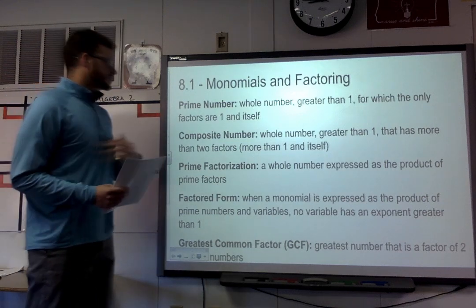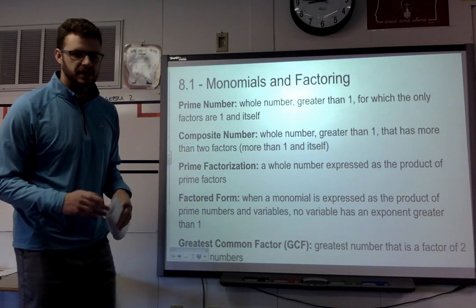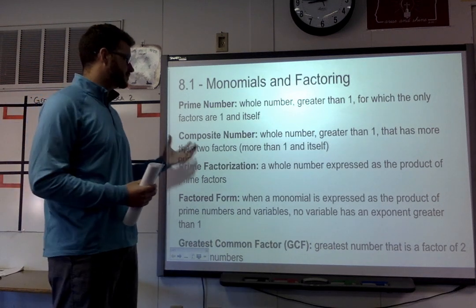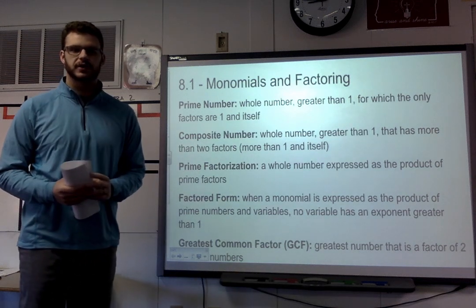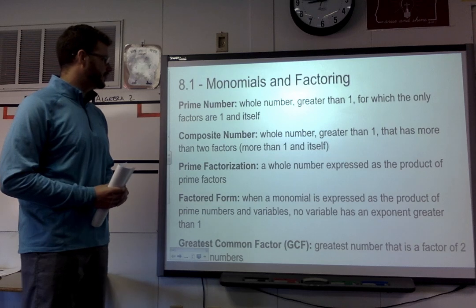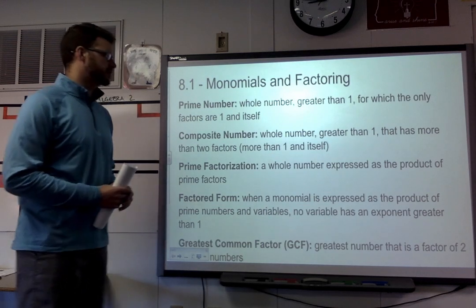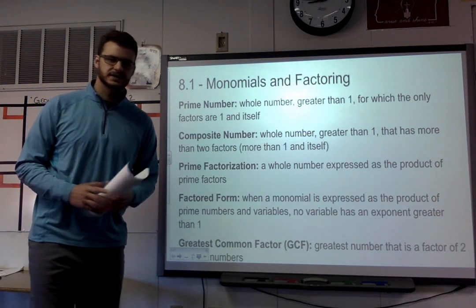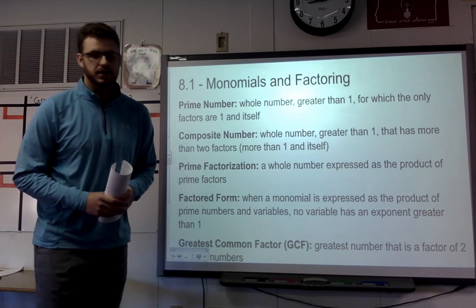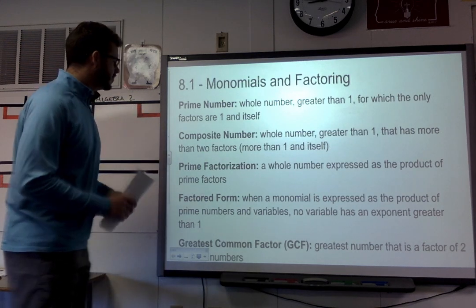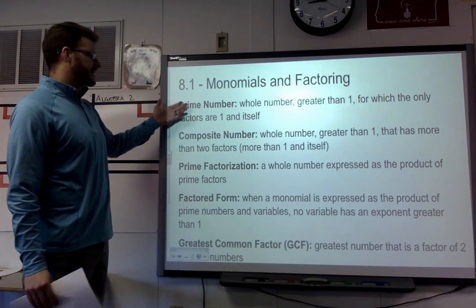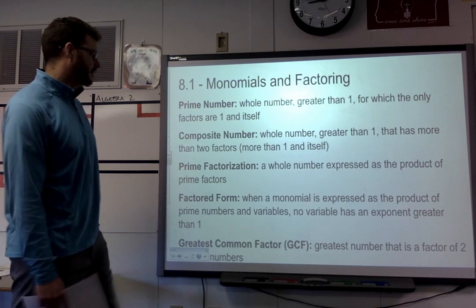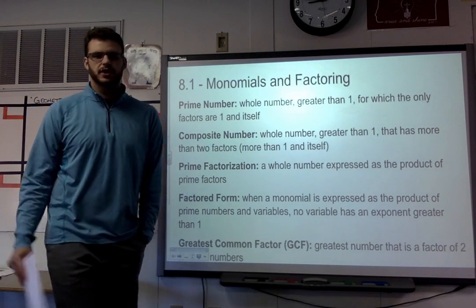So monomials and factoring, some key vocab words here. Again, if I'm moving through these too quickly, you can always go on to Schoology. These are up on there. These words are also straight out of the book, so you can follow along in chapter 8.1 if you need to. So we have prime numbers, which are whole numbers greater than 1 for which the only factors are 1 and itself. That's something you've been working with for a while now, so you should know that one. The opposite of prime numbers: if a number isn't prime, then it's a composite number, which means it's a whole number greater than 1 that has more than 2 factors, so more than 1 and itself.